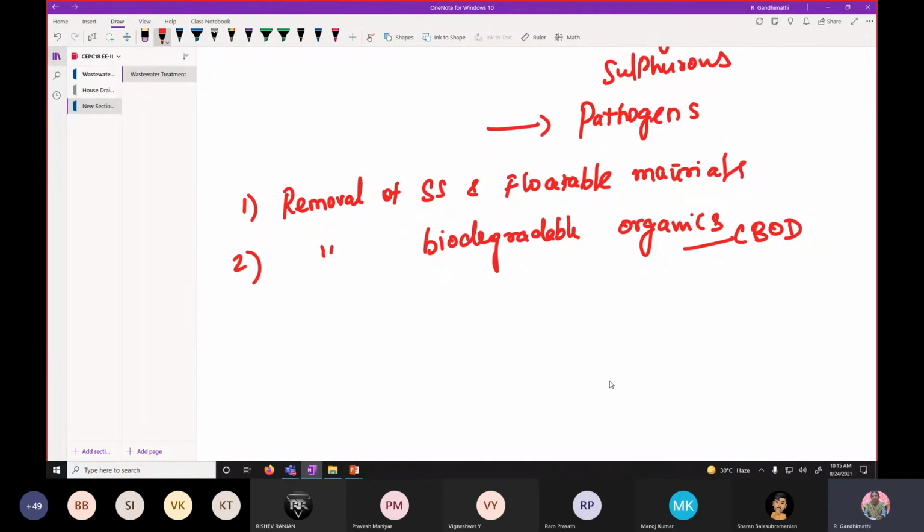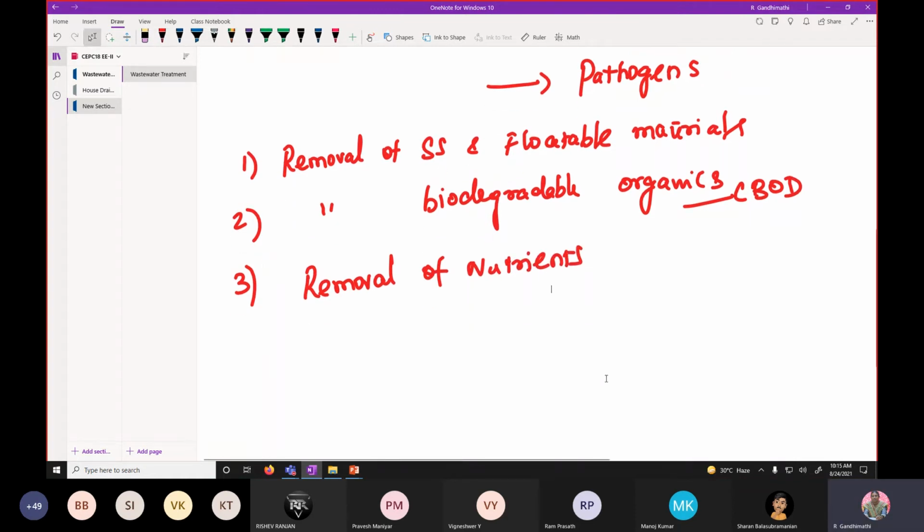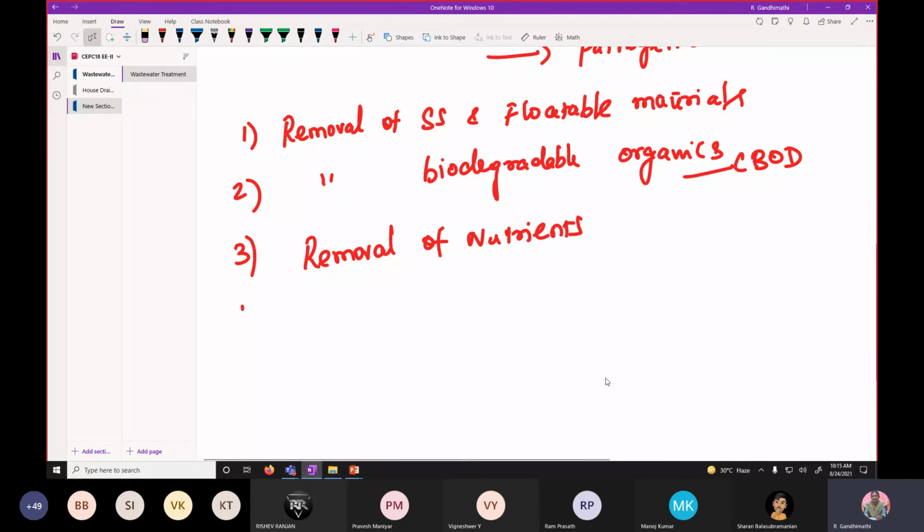the system or not. Then in addition to that, we have nitrogen and phosphorus, which we have also studied as nutrients, the removal of nutrients. Those are all in the soluble form of organics. Then, removal of pathogens.